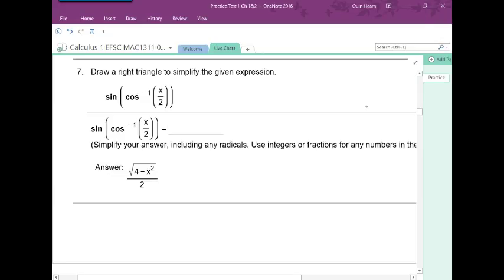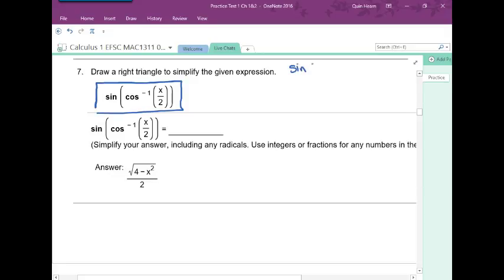One type of problem that people forget from trigonometry would be something like this. So it says draw a right triangle to simplify the given expression, and we have the sine of an inverse cosine of x over 2.